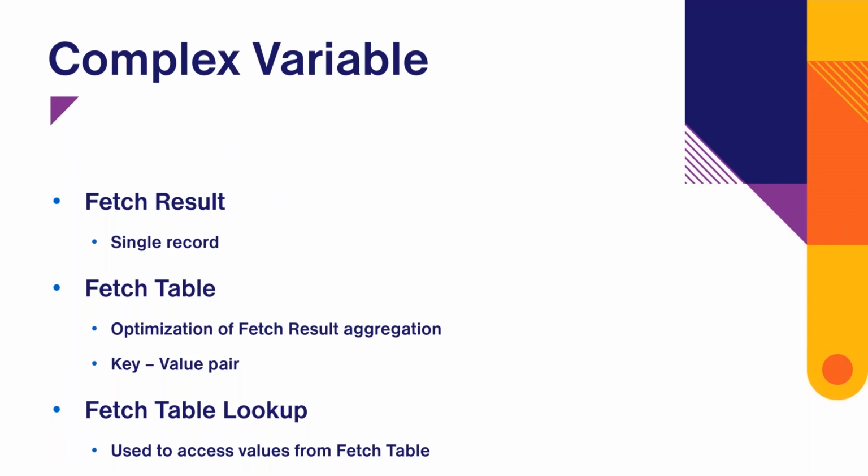Then a fetch table lookup is designed to get a specific record or specific result from the fetch table. So to access values from the fetch table, you can define which row of the table will be used and which value for that specific key value pair will be added to the report. If you want to know more about these two options, I would like to point you to our wiki, where you can find more information about it, and also an example of how to use it for a specific use case.